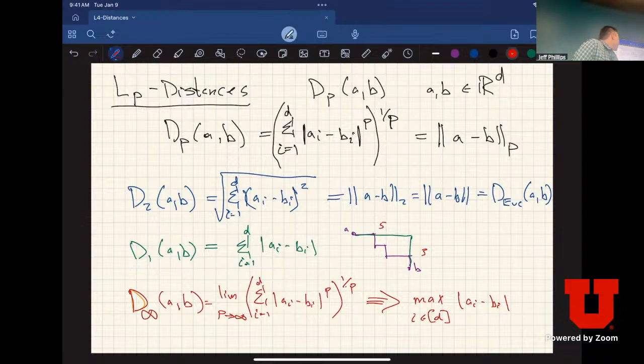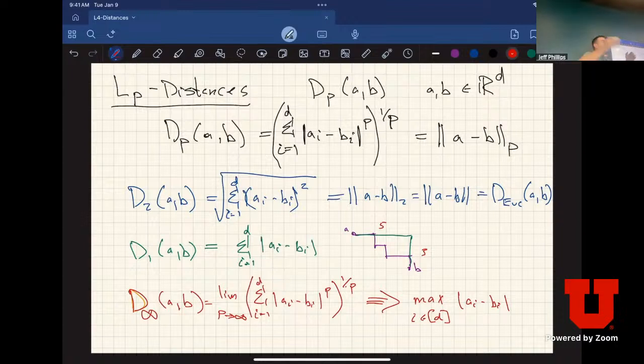So what's going to happen if I do the L2 distance? Well, I'm going to do 5 squared, it's 25, plus 3 squared, it's 9. I add them together, and then I take the square root. What if I do it to the power 3? The 5 becomes 125, and 3 becomes 27. That difference is bigger. What if I take 5 to the 100 and 3 to the 100?